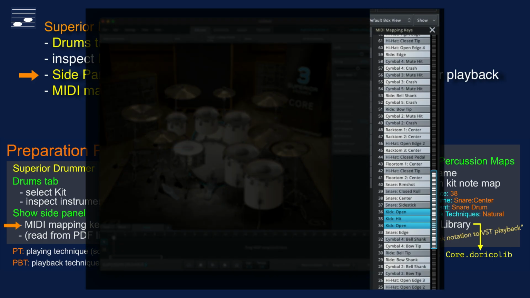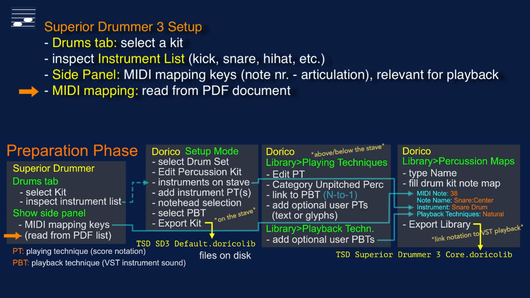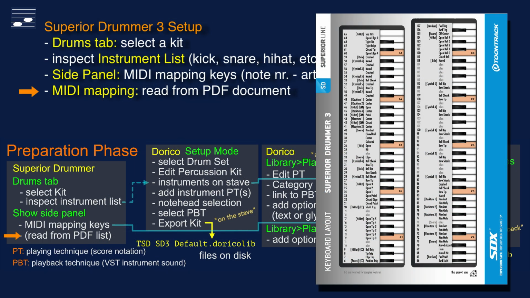Take a screenshot of this list or print, as you will need to know the combinations of MIDI note number and instrument articulation to achieve correct Dorico playback. Alternatively, use a PDF document that has the same list. Toontrack provides this information for a number of drum kits.